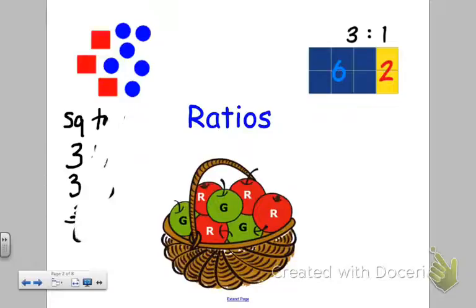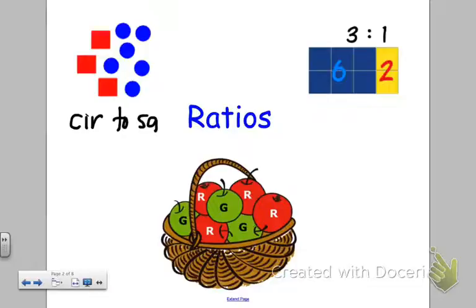You could even change it around and make it circles to squares if you wanted. So I'll switch it to circles to squares. That means we're now going to have a ratio of 6 to 3, written in any of the three ways.